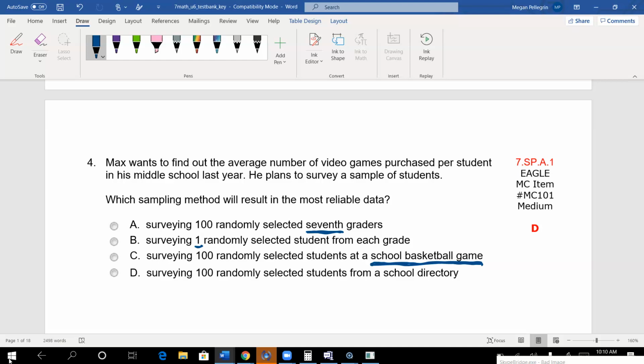D, surveying 100 randomly selected students from a school directory. So school directory would just be, you have a list of all of the students and you just randomly choose 100 of them. So it's not based on any sort of bias. So D would be our correct answer there.